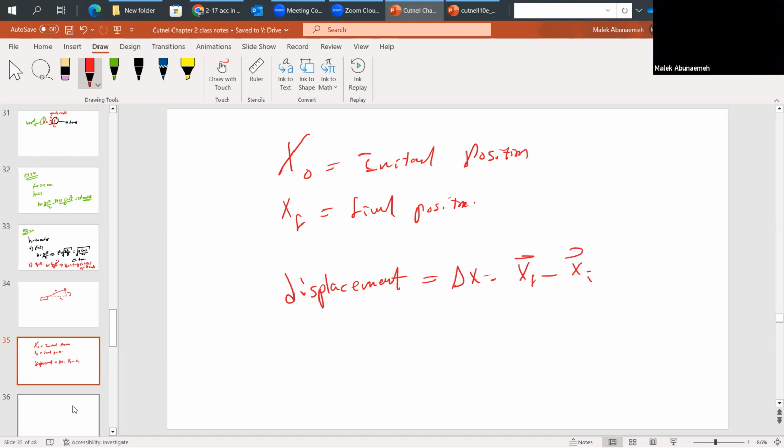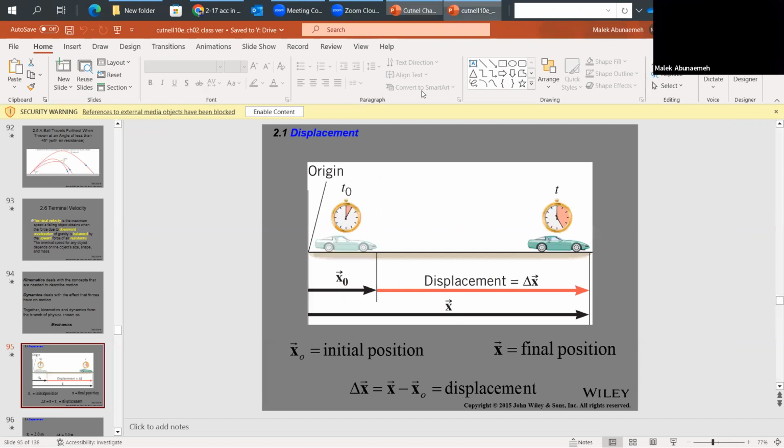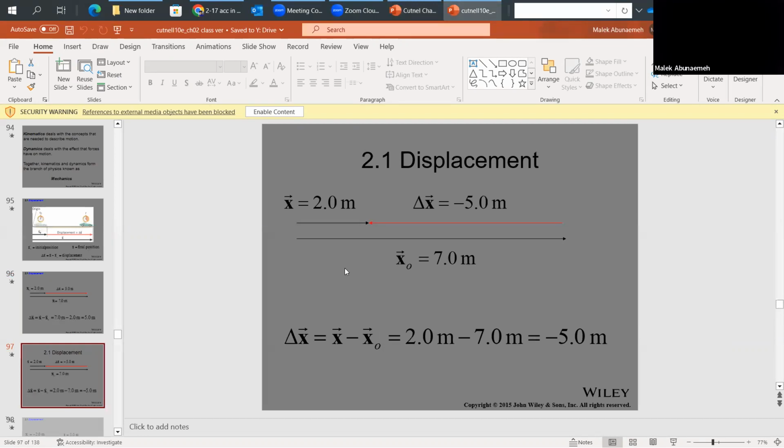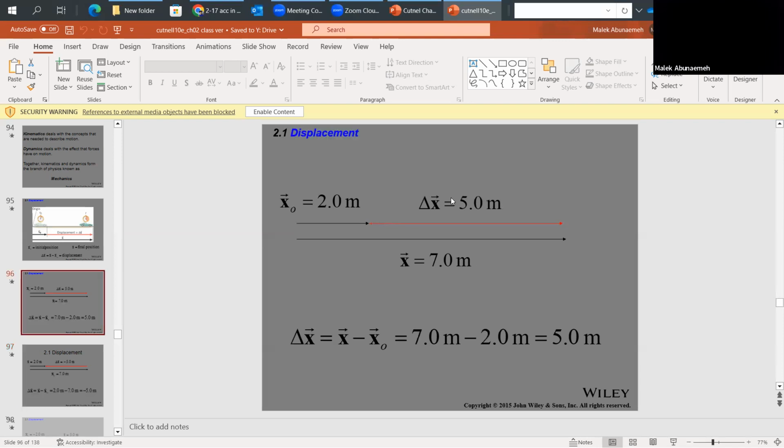And they're both vectors. So, for instance, if your x initial was 2 and your x final was 7, that means your delta x would be 7 minus 2, which is going to be 5 meters. Okay, let's say if your initial x was 7 and your final was 2, it'd be 2 minus 7, so your delta x would be minus 5 meters. And again, the negative tells you the direction that it is going.